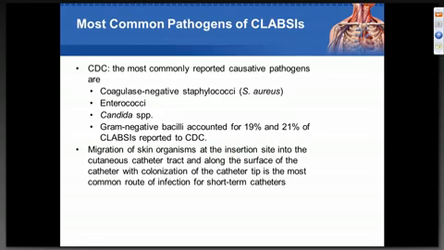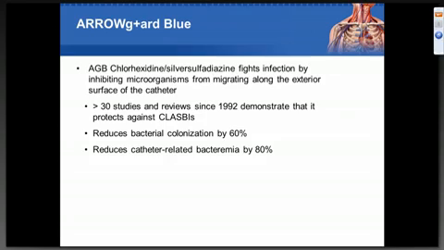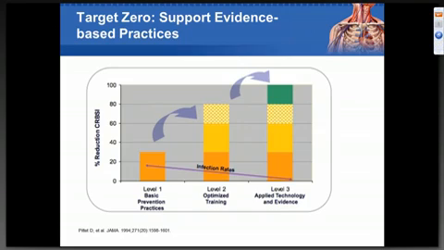The CDC's most commonly reported causative pathogens are coagulase-negative staph, Enterococcus, Candida, and gram-negatives. So it's very important to use kits which have coating in them, especially chlorhexidine and silver sulfadiazine, which do make an impact on preventing the bugs from migrating from the catheter and causing harm. They have this example of the Blue Plus, which is a chlorhexidine coating. It has multiple data behind it. It reduces bacterial colonization and reduces bacteremia.